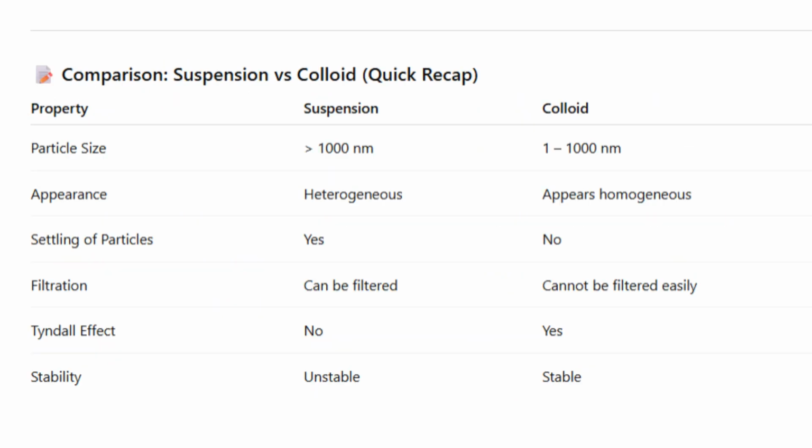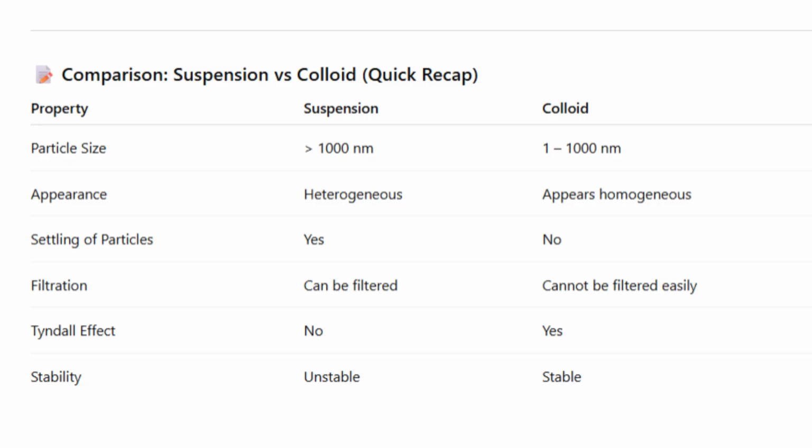Let's quickly compare suspensions and colloids, two types of mixtures you often encounter in real life and in science labs. Particle size. Suspensions have larger particles, greater than 1000 nanometers. Colloids have smaller particles, ranging between 1 to 1000 nanometers. Appearance. Suspensions appear clearly heterogeneous. You can often see the separate substances. Colloids may look homogeneous to the naked eye, but they're actually heterogeneous at the microscopic level.